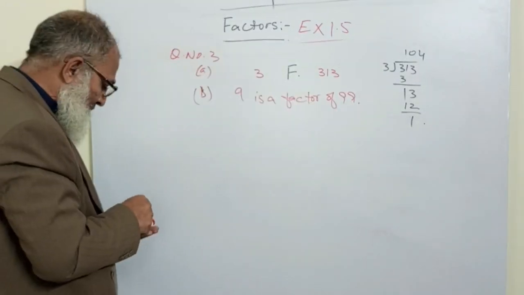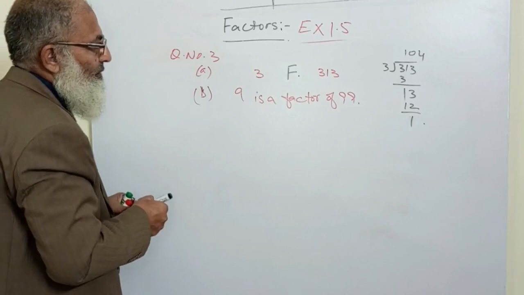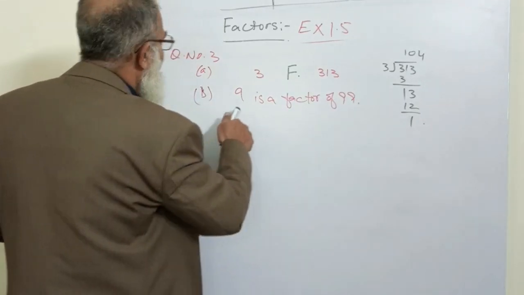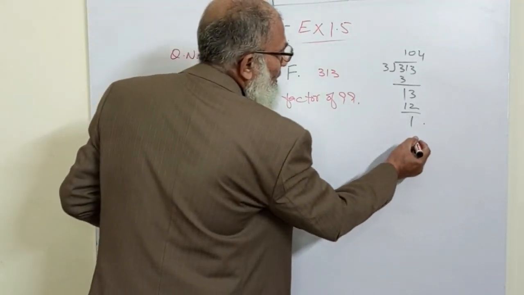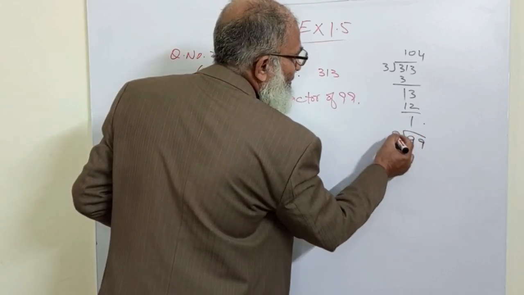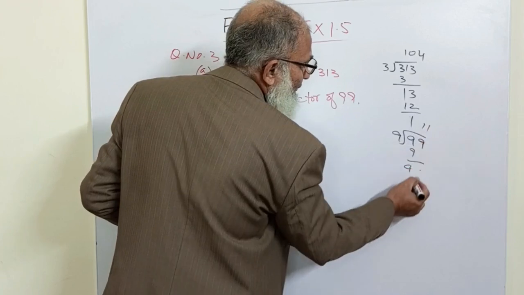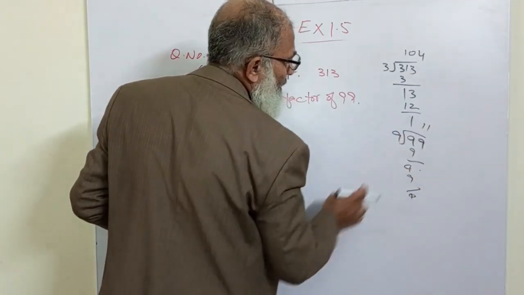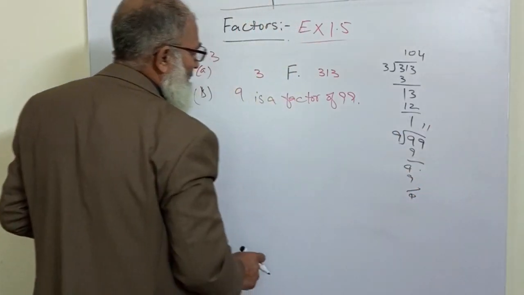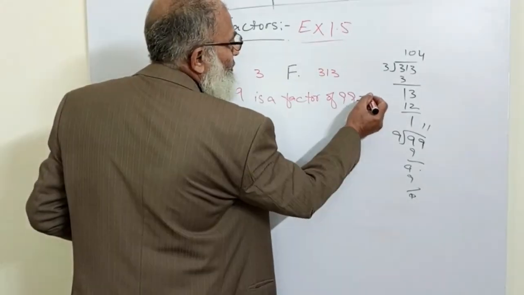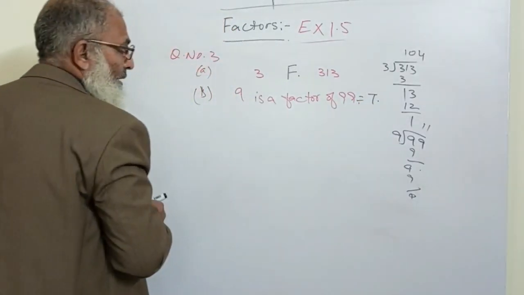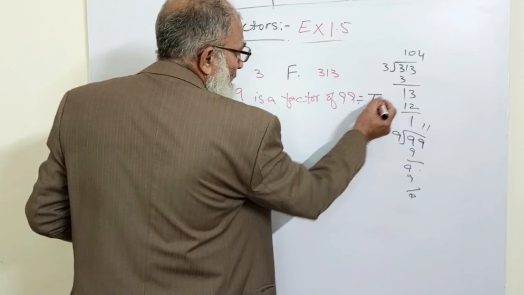So of course 9 is a factor of 99, because 99 can be divisible by 9. You can see here that it is divided wholly 11 times and no remainder is left. So this statement is true.